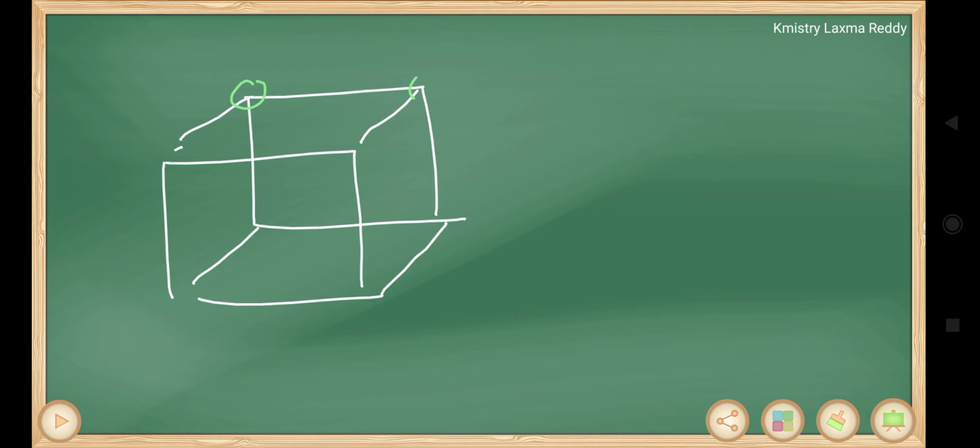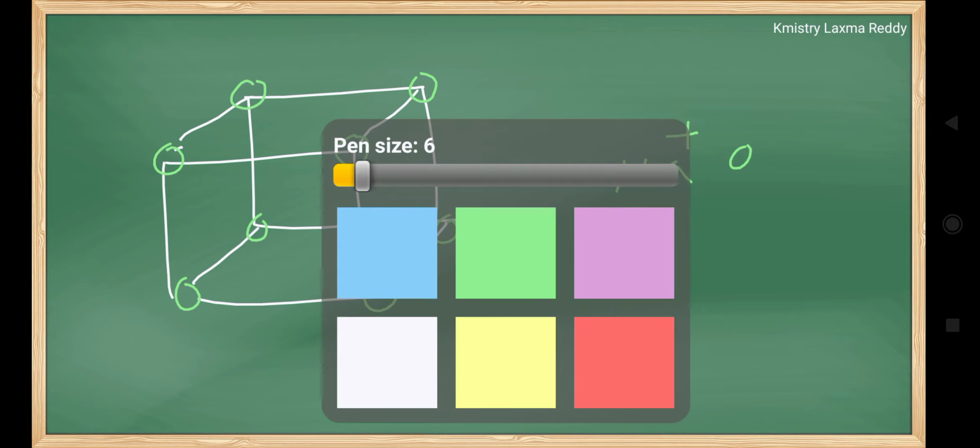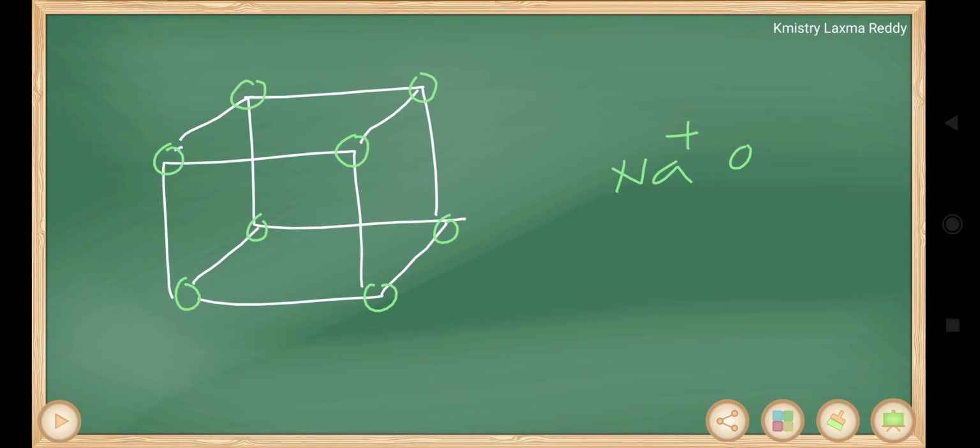If sodium ions are, for example, present here, at the corners, all the green you consider sodium plus ions. Then immediately, this is the immediate position. Whatever I am showing with yellow color mark, these yellow color marks are occupied by Cl minus ions. So these are edge centers.